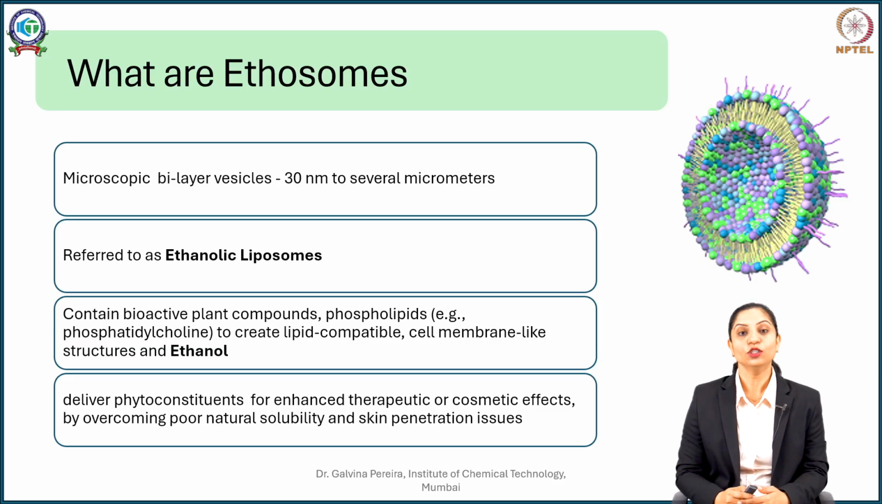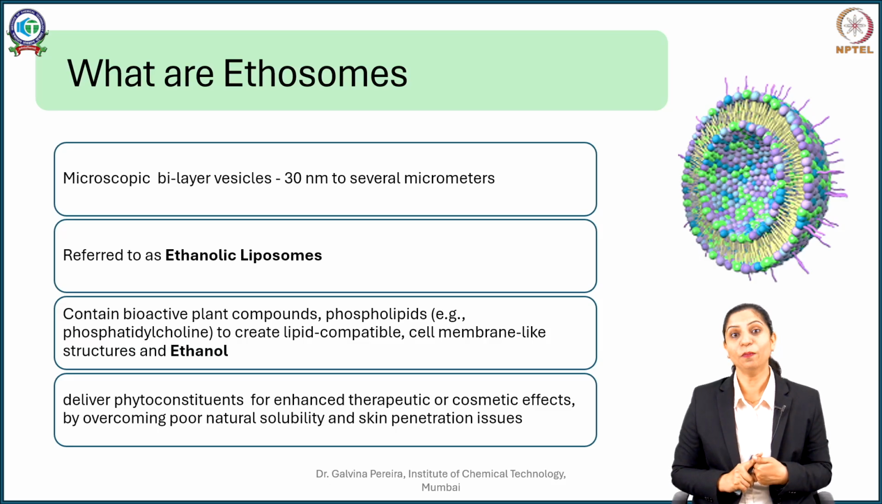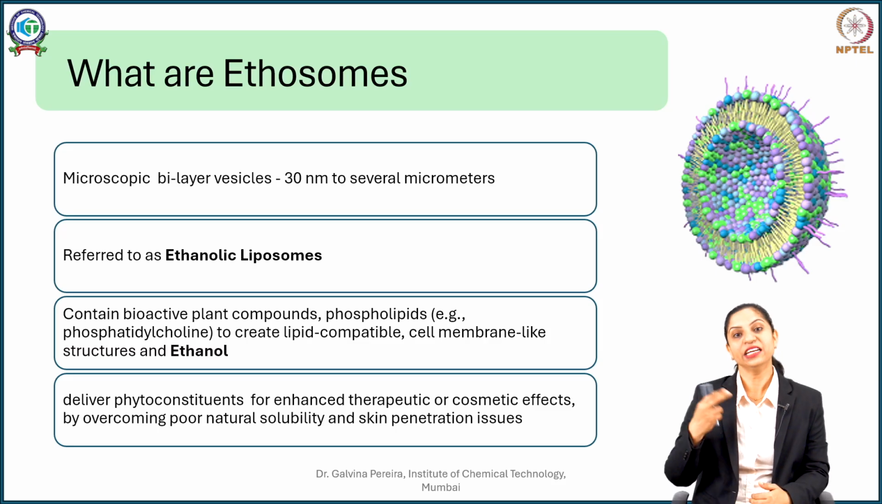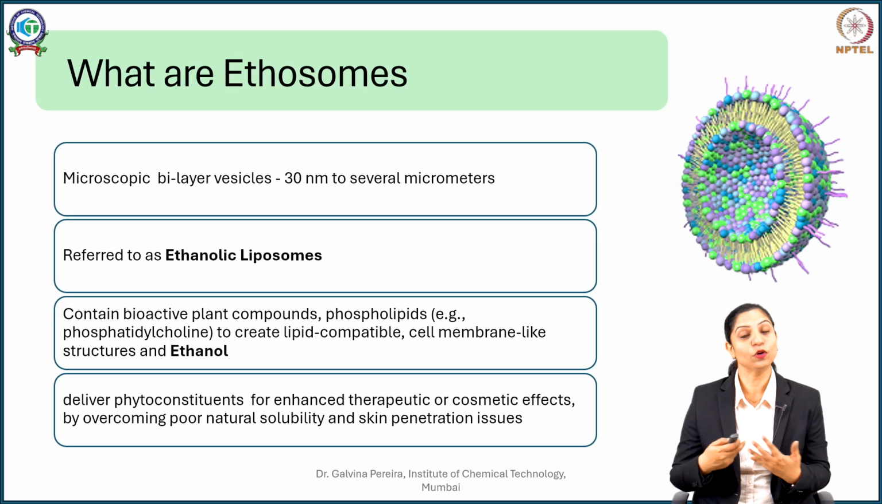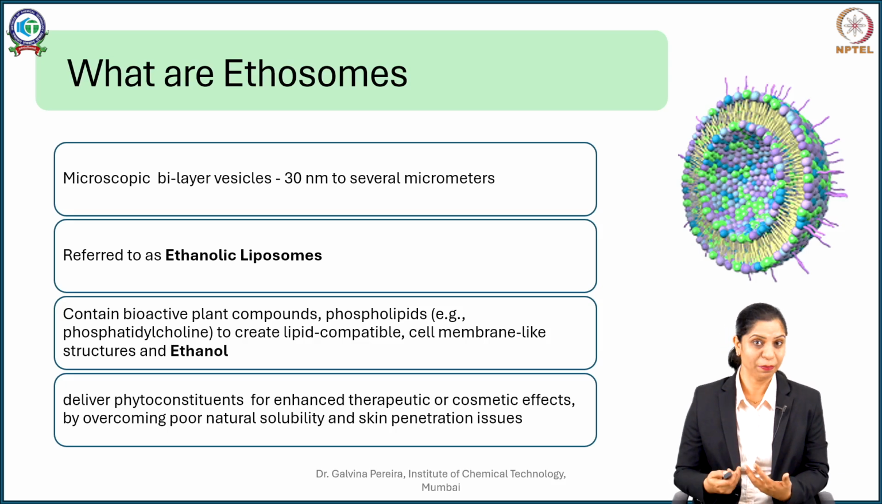In terms of their composition, they definitely contain your plant bioactives, be it the phytoconstituents or the plant extract in entirety. The bilayer is made up of phospholipids, very simple phospholipids like phosphatidylcholine, which makes it a very biocompatible polymer with a cell membrane like structure, and in addition to that, along with water, they also contain alcohol, that is ethanol. Now what is the role of this ethanol?